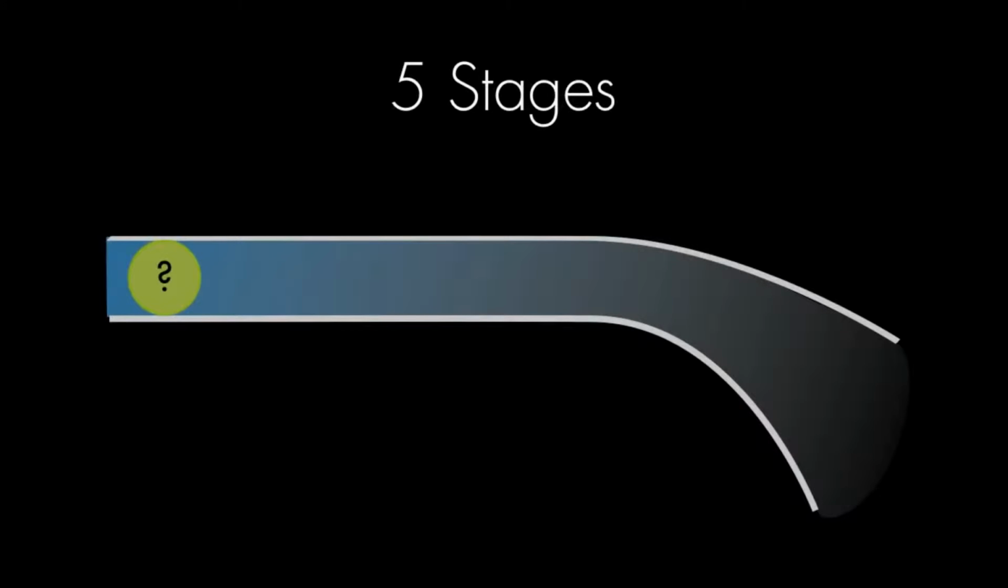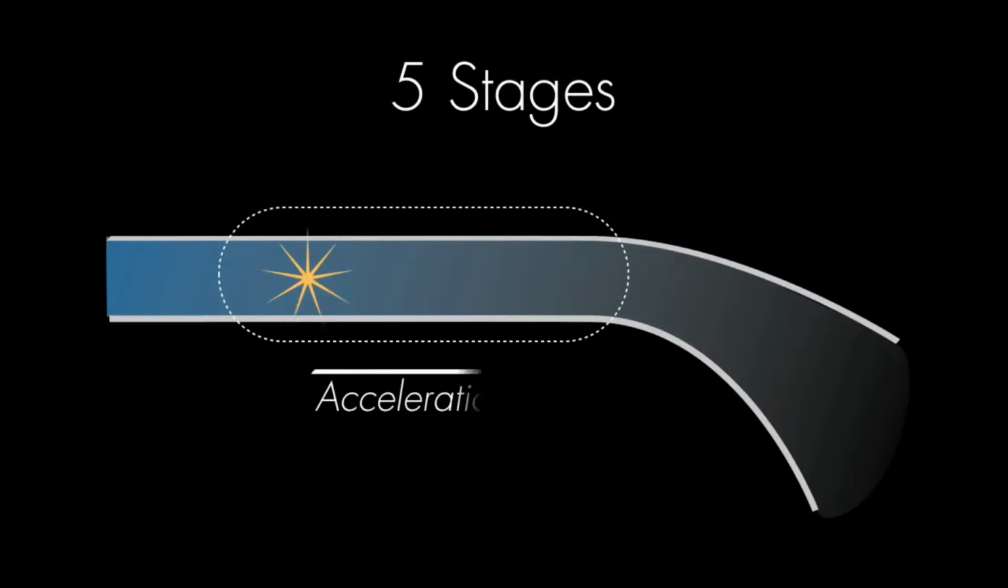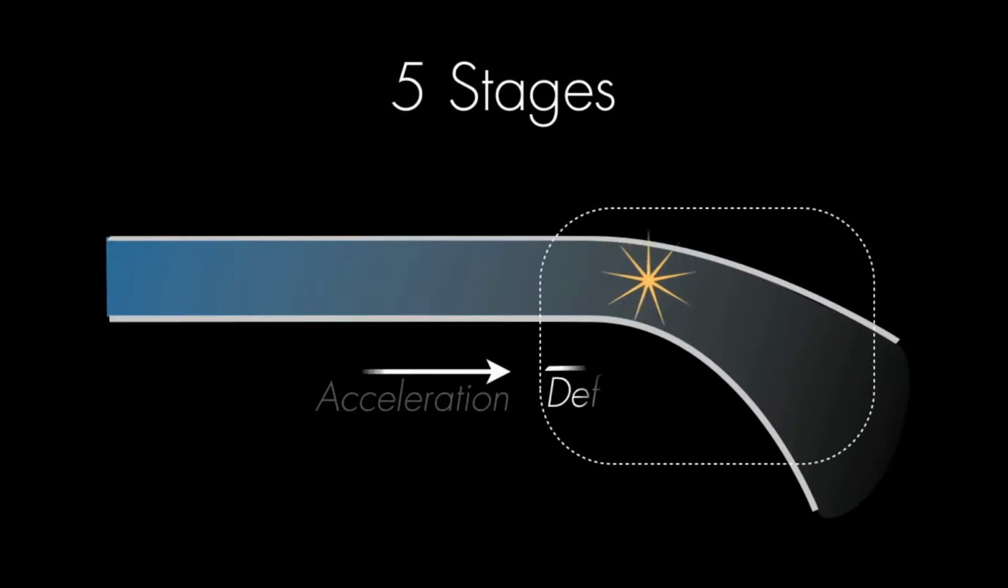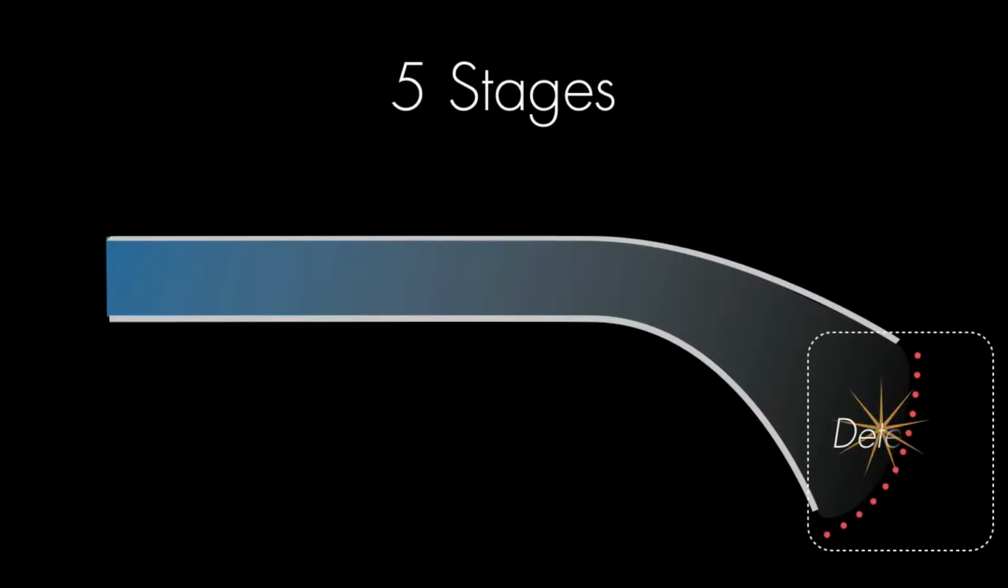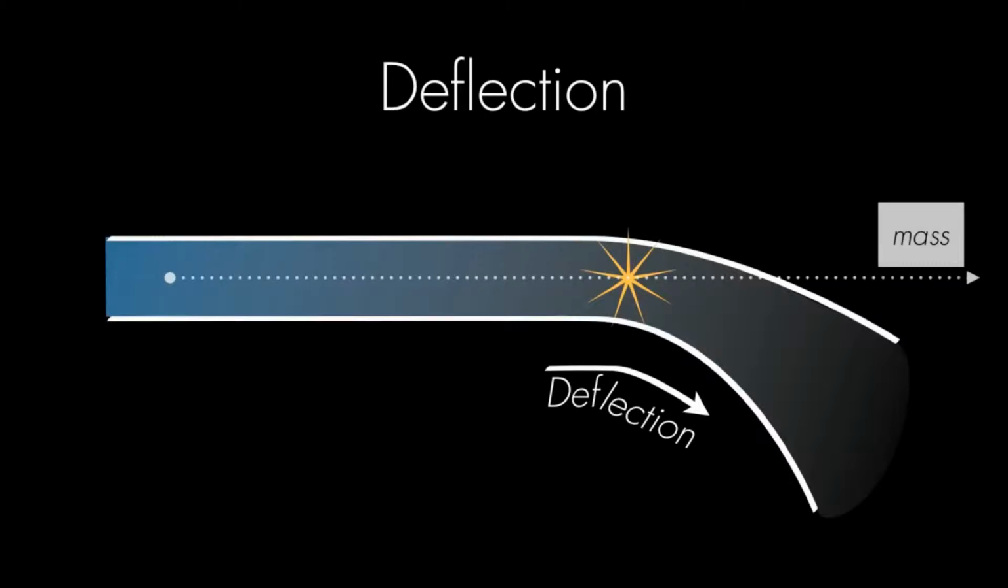First, the sample is vaporized. Then, it is ionized. Third, it is accelerated. Fourth, it is deflected. And fifth, it is detected. The deflection stage is the heart of the mass spectrometer. When we accelerate an ion, it would like to keep moving in a straight line. This tendency of the particle to move in a straight line, its momentum, is proportional to its mass.